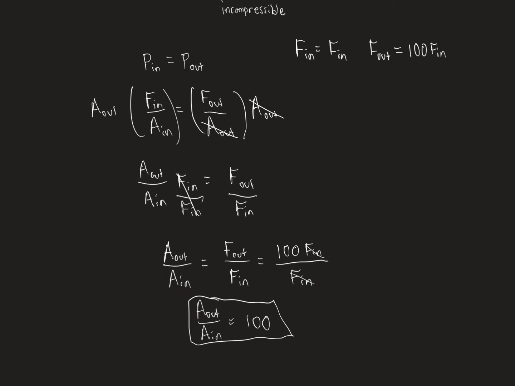Right here? So for here, what I needed to do was get A out divided by A in by itself. So I divided both sides by F in. That got rid of F in on the left-hand side and moved it over to the right-hand side. Because the question asks me, what's the ratio of the area out over the area in? So this is exactly what I'm looking for. Is that good? Okay.